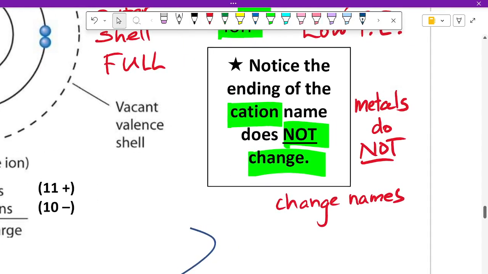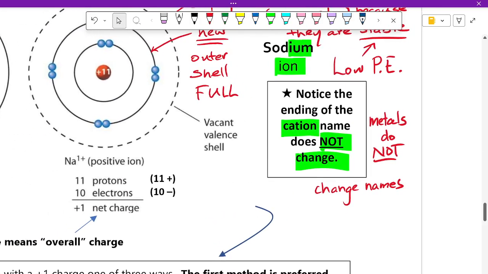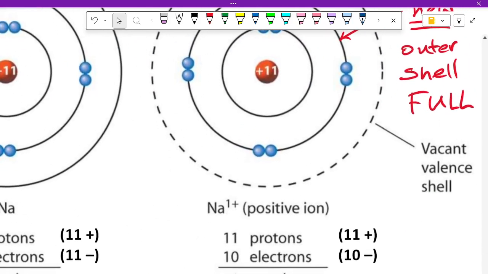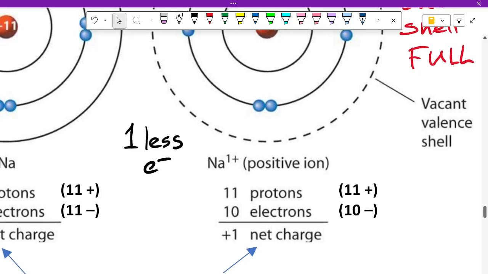All right. So metals do not change their names. Because we lost an electron, we have one less electron. If we lost a negative, what charge did we become? Positive, okay? And because it was one less, it becomes +1.